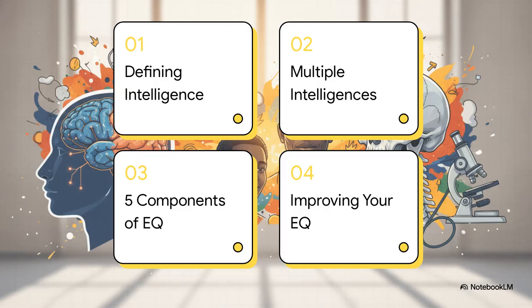So here's our game plan for today to help bridge that gap between classroom brilliance and clinical mastery. First, we'll define traditional intelligence and IQ. Second, we'll broaden that definition by looking at multiple intelligences. Third, we're going to unpack the real secret weapon, the 5 components of emotional intelligence, or EQ. And finally, we'll wrap up with actionable steps you can use to actually improve your EQ.